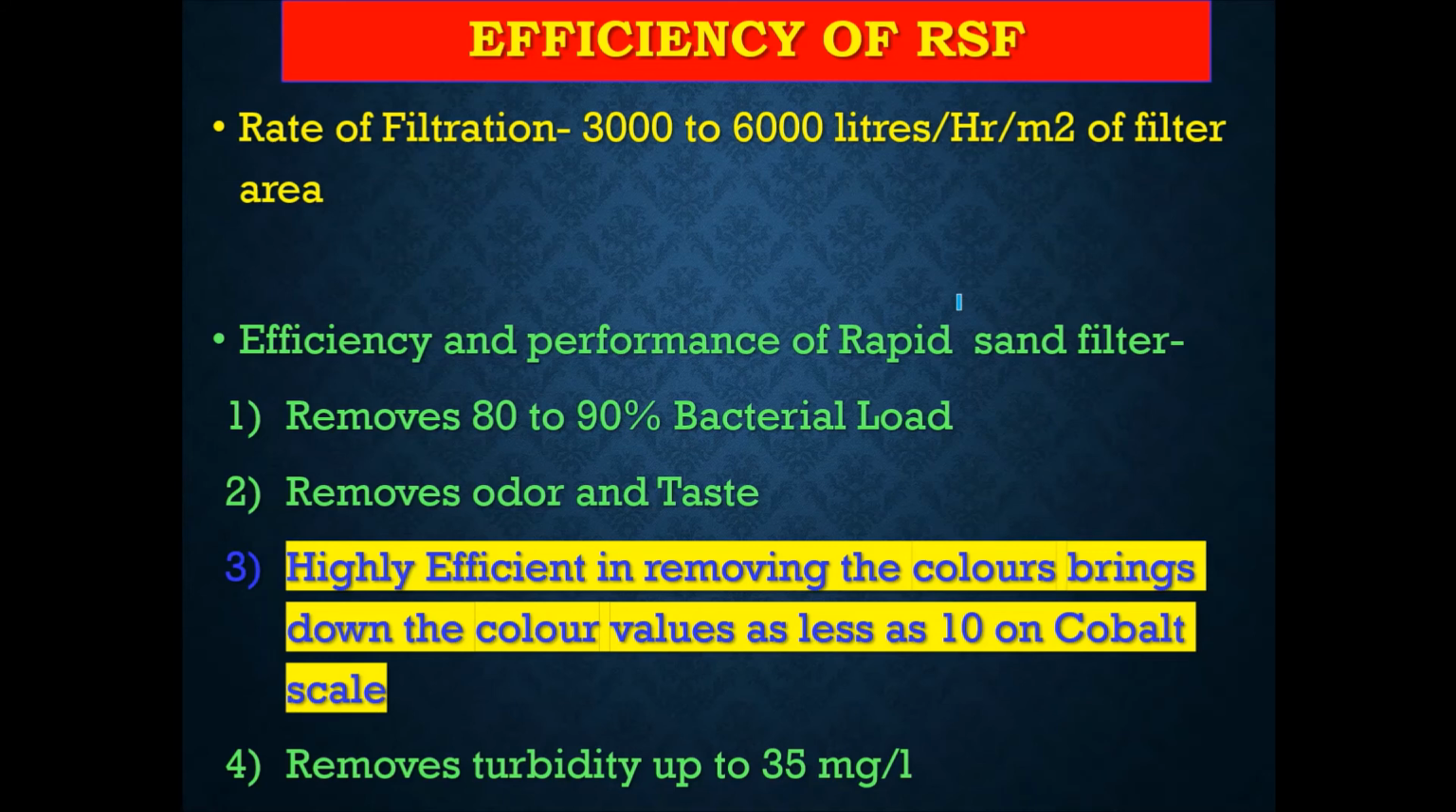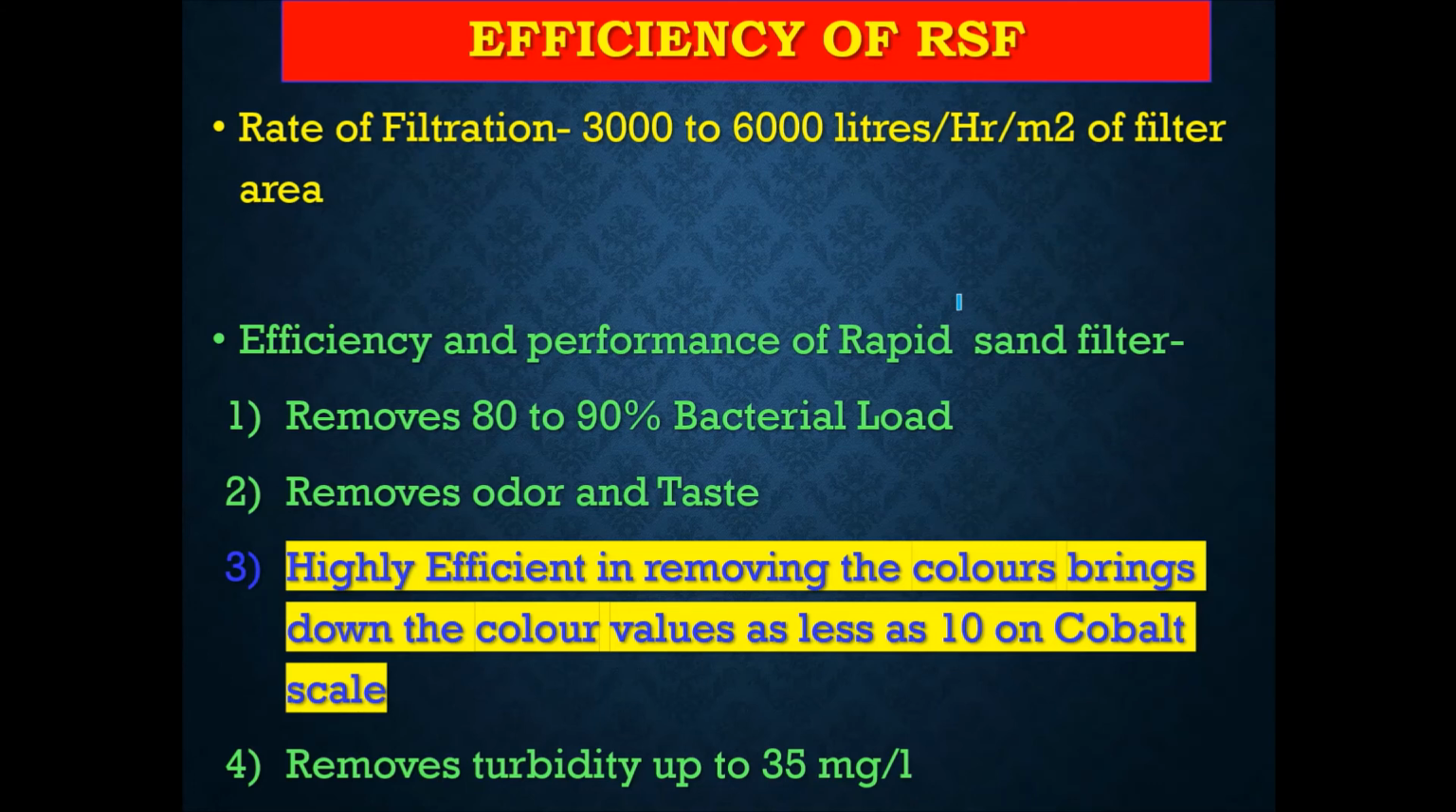And second, it removes odor and taste. Both the filters remove the odor and taste. But what is the advantage? It is highly efficient in removing the colors, bringing the color value down to less than 10 on the cobalt scale. This means the drawback of the slow sand filter is overcome by the rapid sand filter. We have seen that with more turbid water or more colored water, the slow sand filter will not work properly. But the rapid sand filter is highly efficient in removing the colors and bringing the color value down to less than 10 on the cobalt scale.